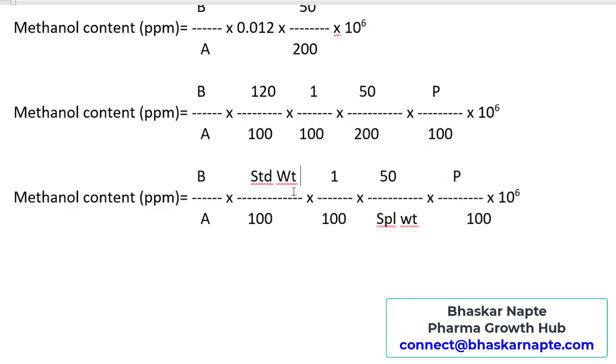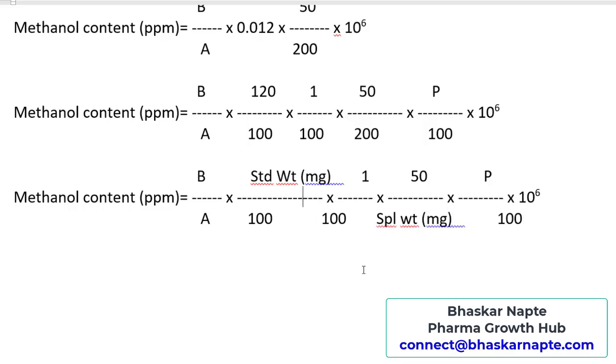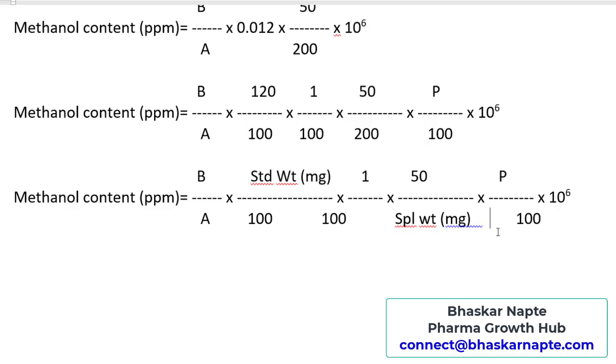Also very important to understand that this should be in milligram, and hence this should also be in milligram. So both the weights should be in the same unit, and we will prefer milligram as the unit of measurement. Now look at here. We got the complete calculation formula. Allow me some time for the rearrangement. Excellent. So I have done.